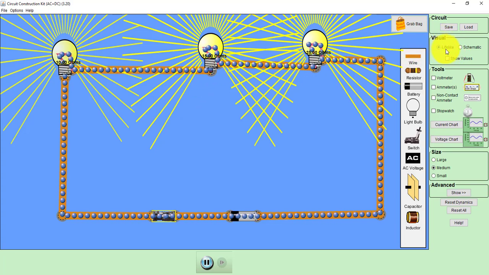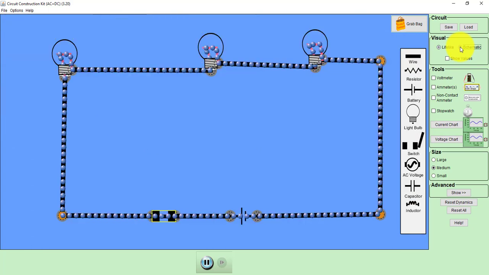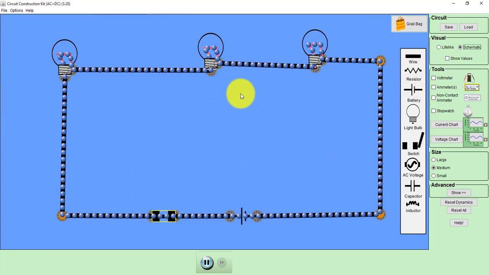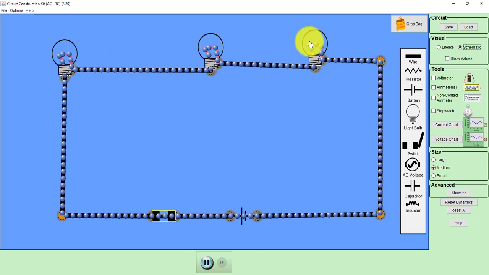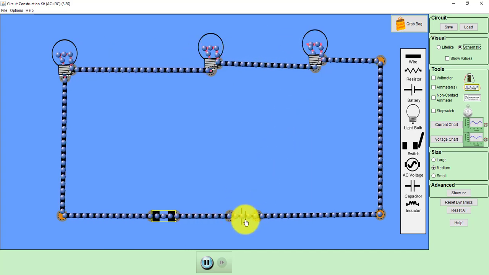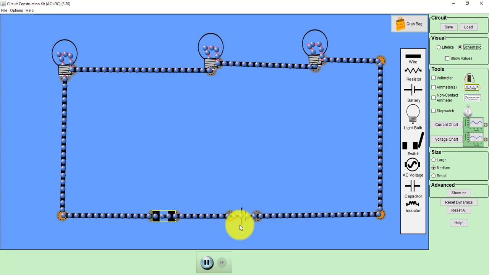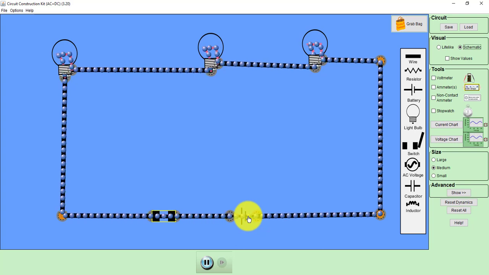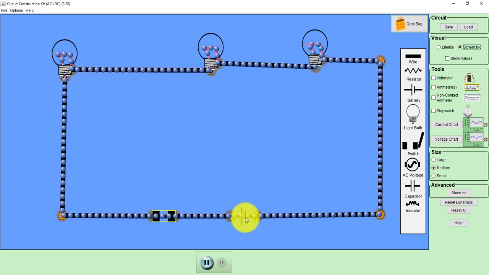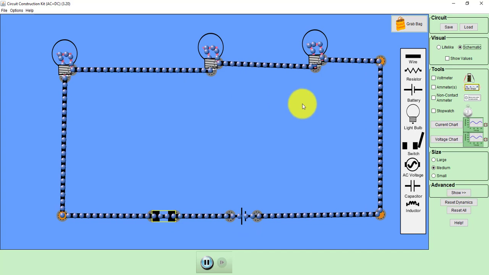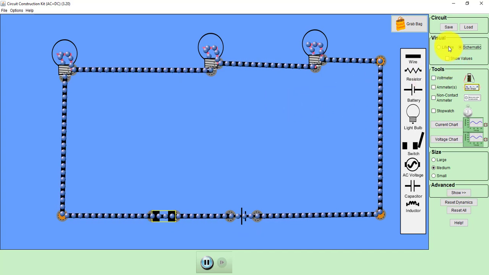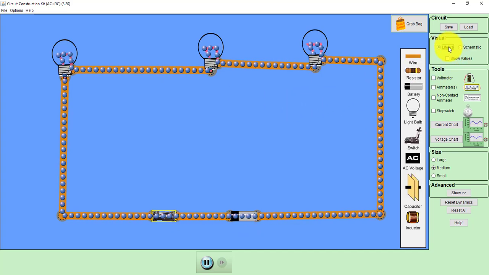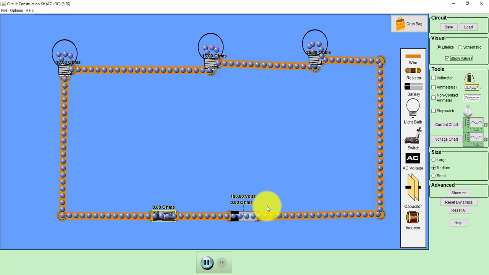Here you can see there is an option of lifelike. If I click on schematic, then I will get the schematic. The bulb will be represented as a bulb itself. Here the battery is represented as a long line and a short line. The long line indicates the positive and the short line indicates the negative. Electrons always flow from the short line to the long line, that is negative to positive. Actual current will flow from positive to negative. So let us keep it in the lifelike tab.